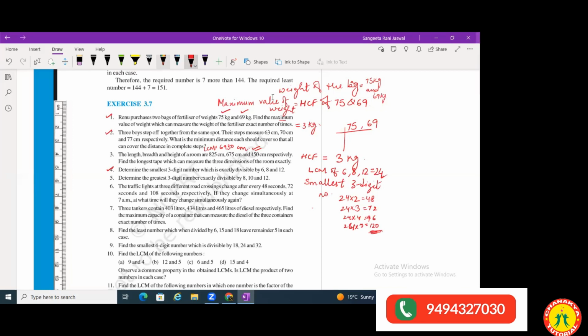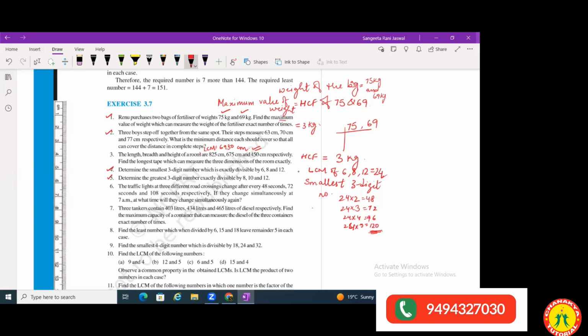Now let's see the 5th question. Advika, read question number 5. Determine the greatest 3-digit number exactly divisible by 8, 10, and 12. It's not determine, it's determine. Okay, determine the greatest 3-digit number which is exactly divisible by 8, 10, and 12. So in this case, what will you do? You have to find the greatest 3-digit number. So what will you do here?